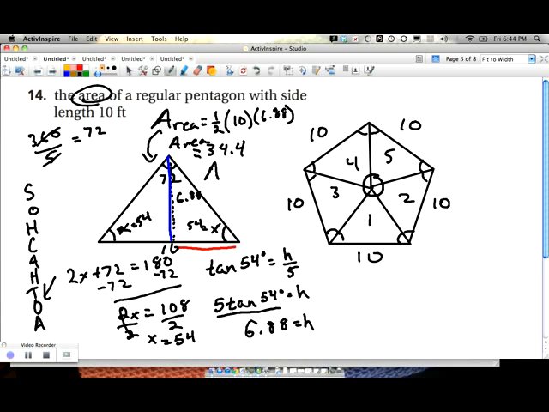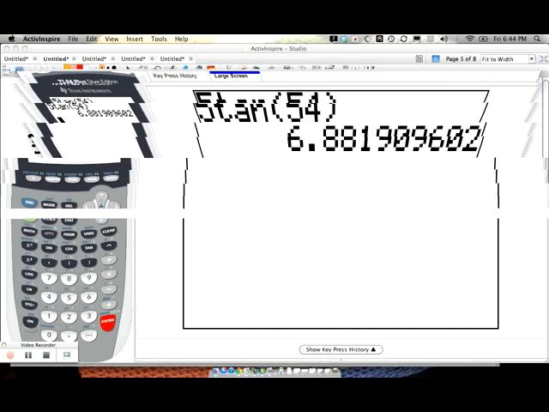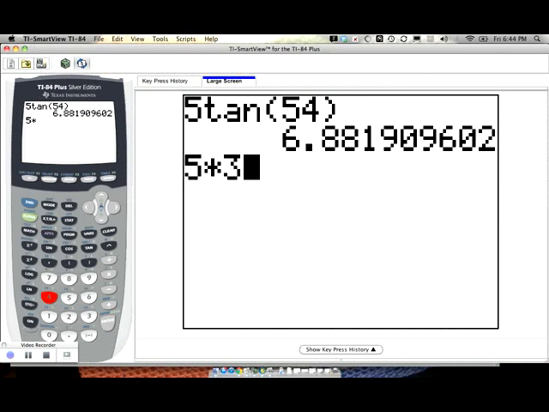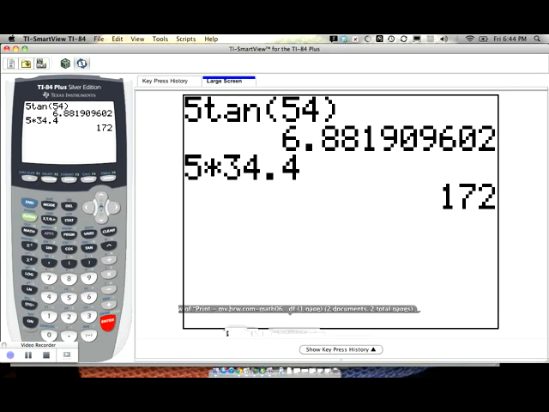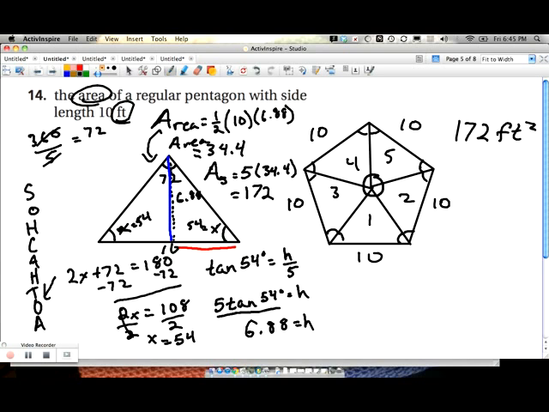That's the area of one triangle. The catch is that I need the area of 5 triangles. That equals 5 times this value here, 34.4. Just to make sure that I'm accurate, I'm going to use the calculator again. So it's going to be 5 times 34.4. That's 172. So it should be about 172 square units. So this is 172. So that means the area of the pentagon with sides 10 feet is 172 feet squared.